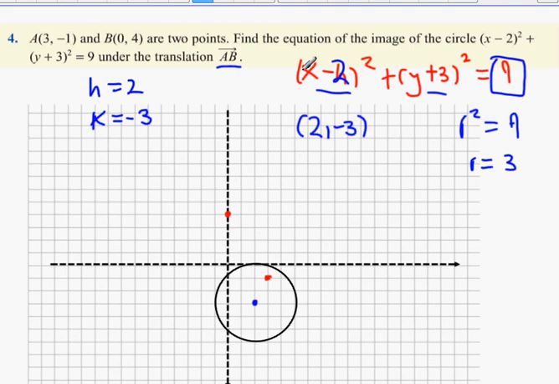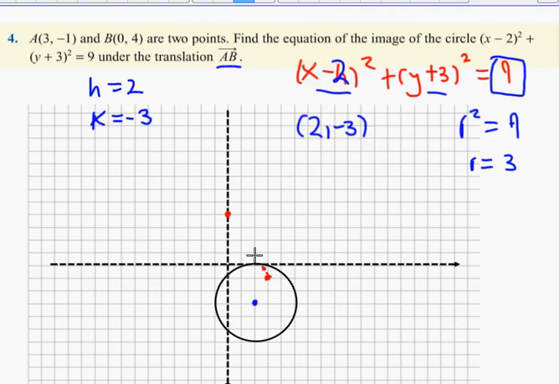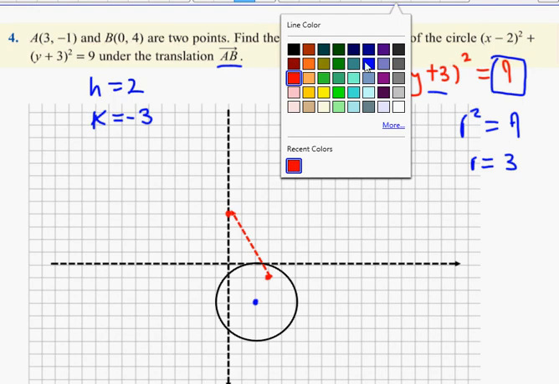Now, just out of interest, how would you go from A to B? 3 across, up 5. Therefore, the centre of the circle has to move the same amount. Every part of that circle has to move the same amount. So if I move the centre of the circle, what was it? Across 3 and up 5.